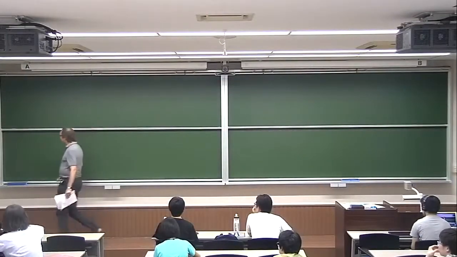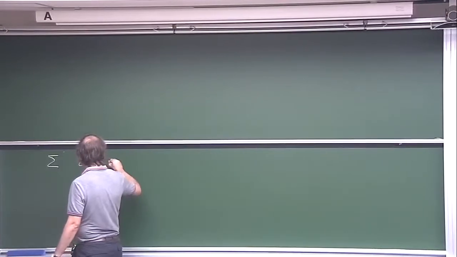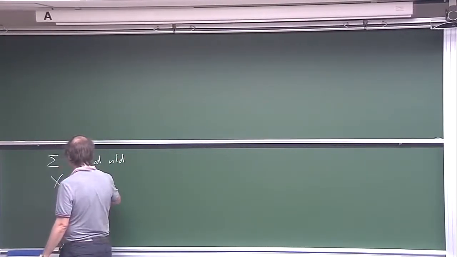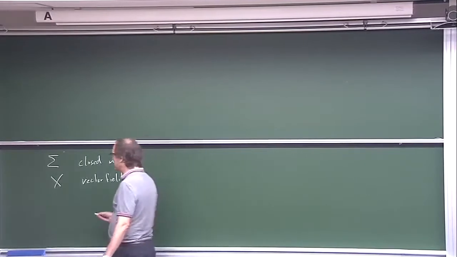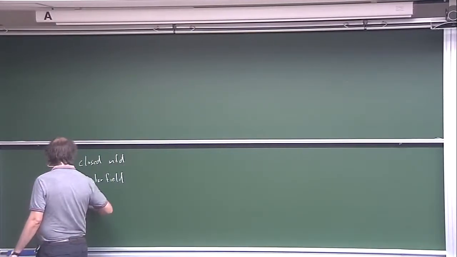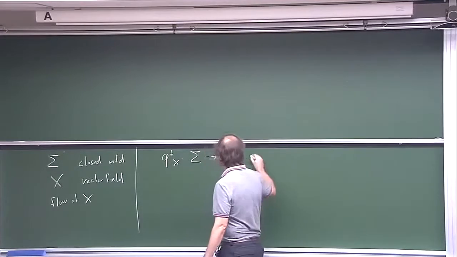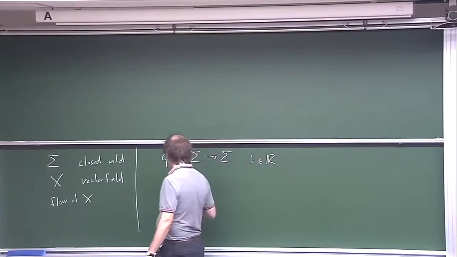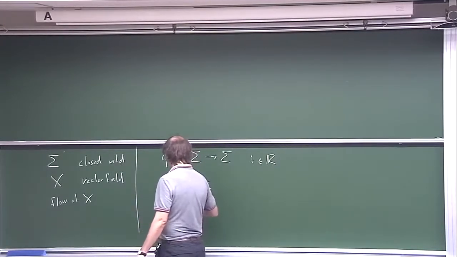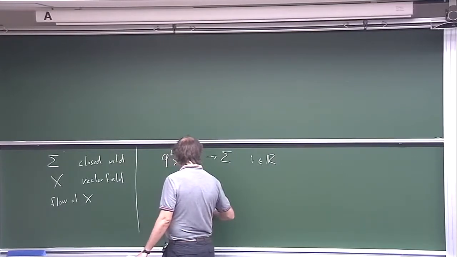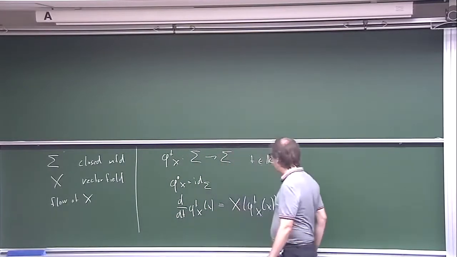So maybe let's start with the following. We have sigma, let's assume a closed manifold, and X a vector field. And then we have the flow of X. So this is phi t X from sigma to sigma, t in R, and this is defined by phi 0 X of x is the identity of sigma, and d/dt phi t X of x is the vector field at position phi t X of x.